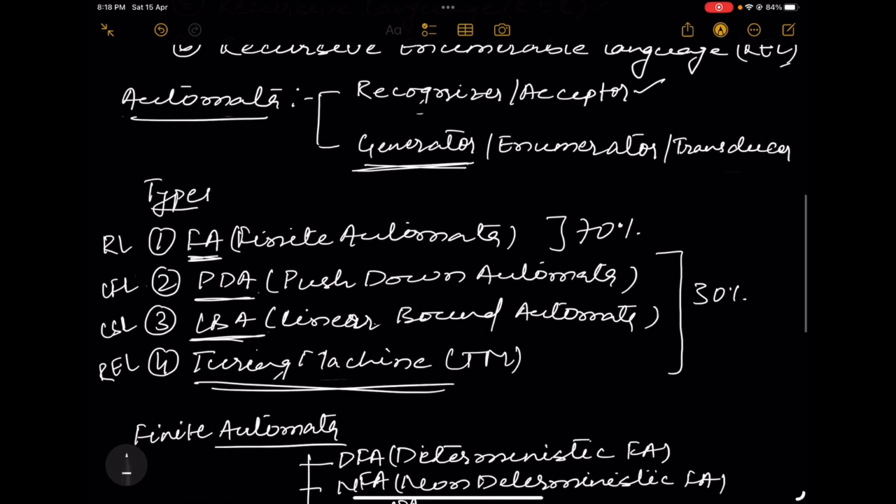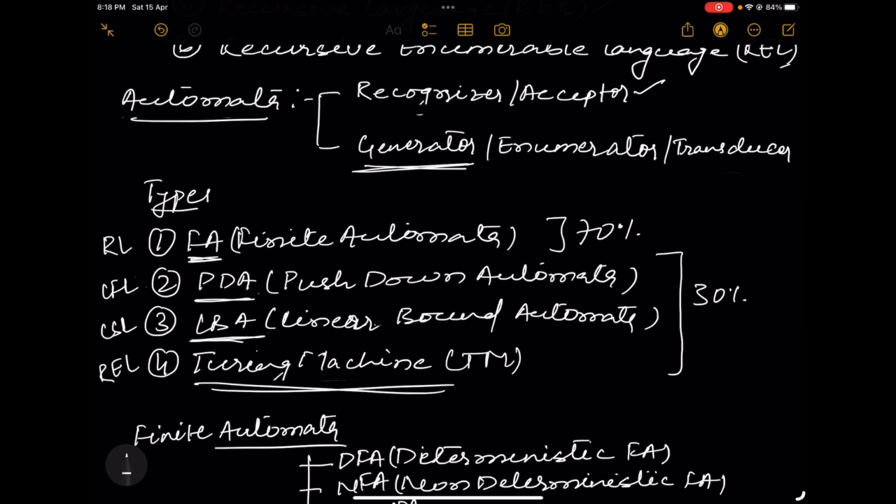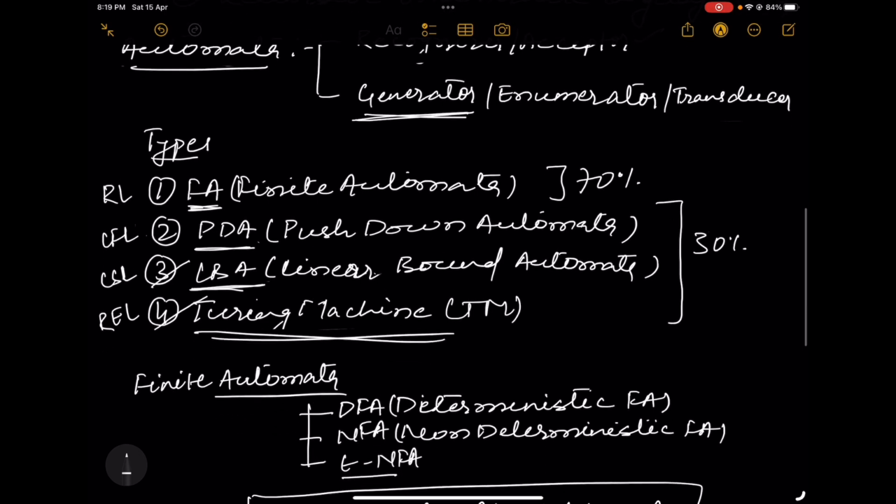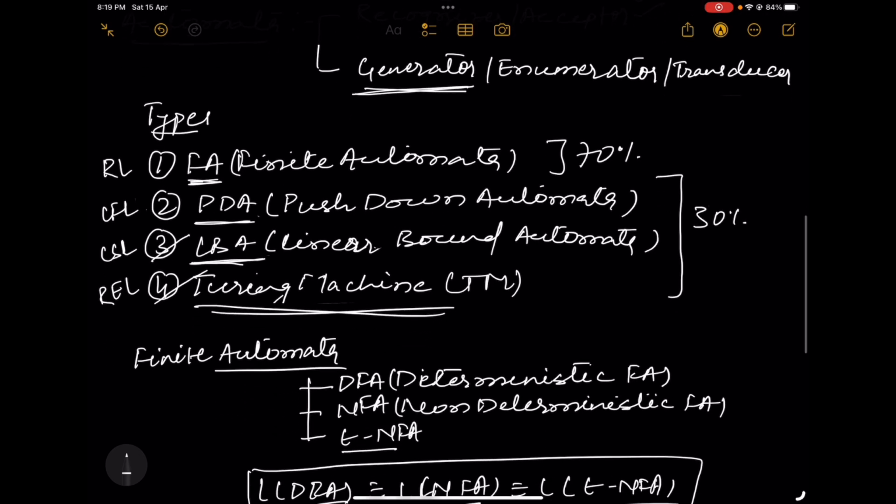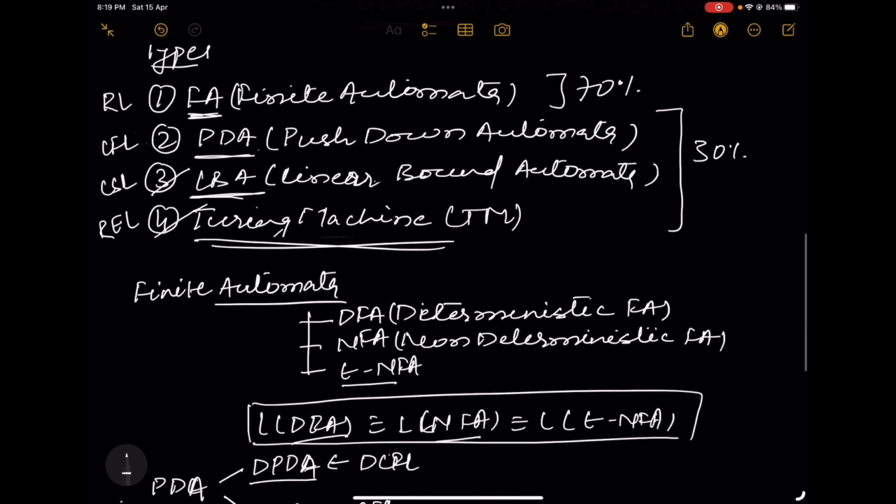And now we are having 4 different kinds of automata in our syllabus. The very first is the finite automata, second is the push down automata, third one is the linear bound automata, and fourth one is the Turing machine. We are now having different kinds of languages accepted by different kinds of automata. Regular languages are accepted by finite automata, context free languages are accepted by PDA, context sensitive languages are accepted by LBA, and similarly recursive enumerable languages are accepted by Turing machine.